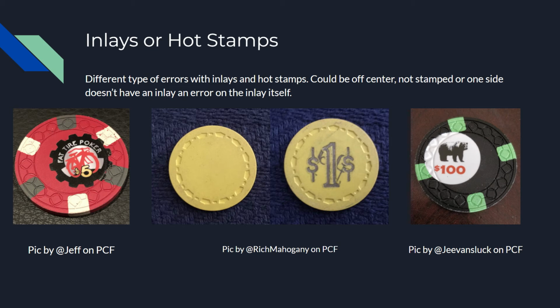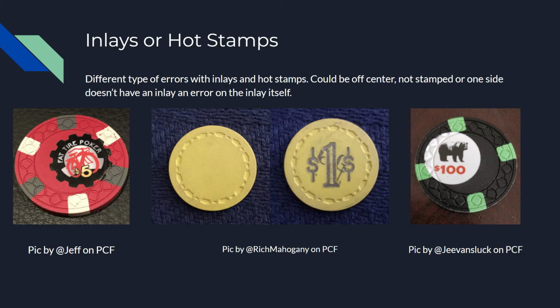Let's say the hot stamp isn't centered or the inlay isn't centered. One side could not be stamped, or one side might not even have an inlay. So that, or there might be an error with the inlay itself. There's, like I said, the list goes on and on.